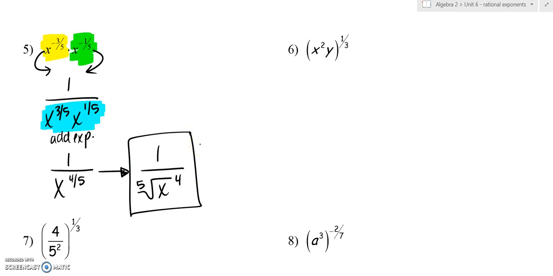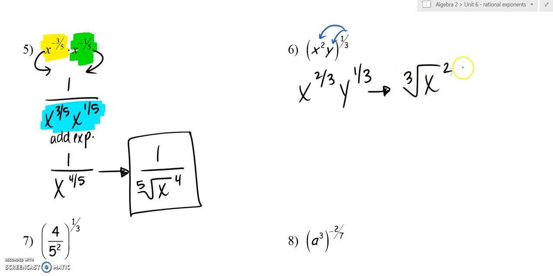Problem 6. What I like to do here is the same as before. I take that and I distribute it in. Let's see what I get. I get x to the 2/3, y to the 1/3. X and y I cannot combine, so I'm going to go ahead and rewrite this. When I rewrite this, I'm going to have a 3 on the ledge, an x under, a 2 on the outside. Then I'm going to have a 3 on the ledge, a y under, a 1 to the outside.